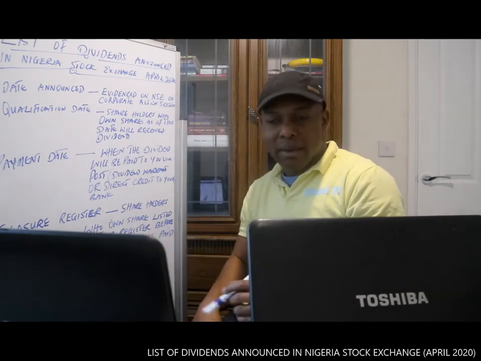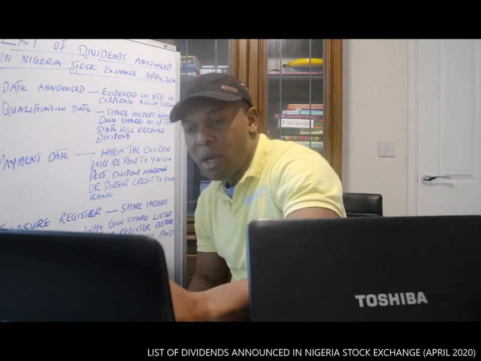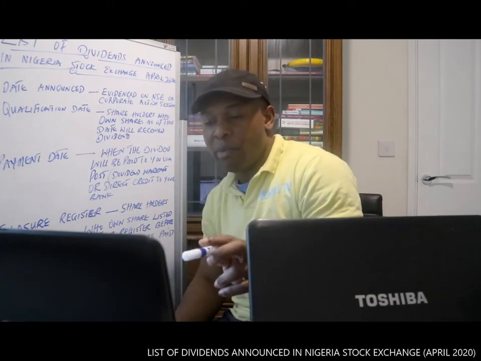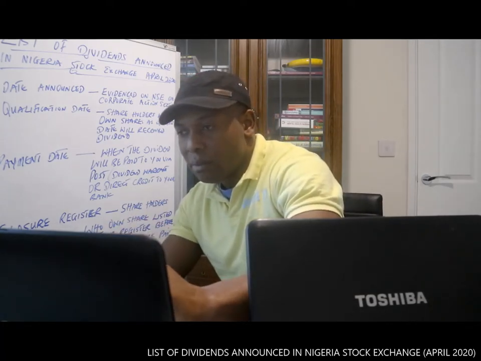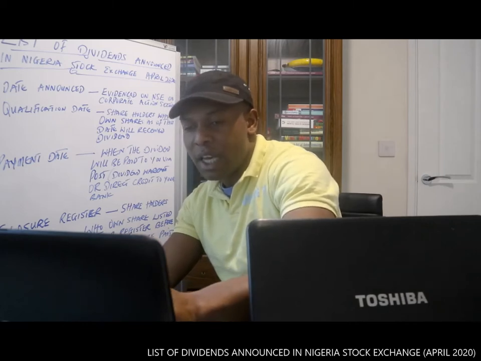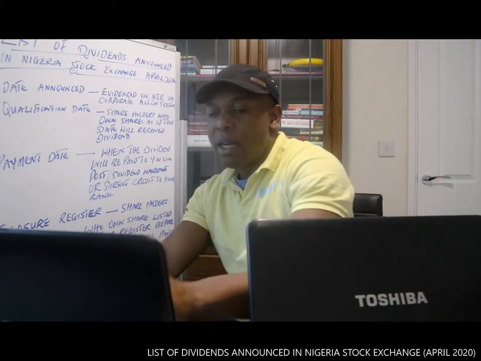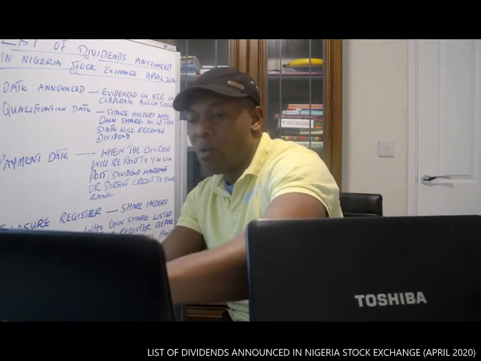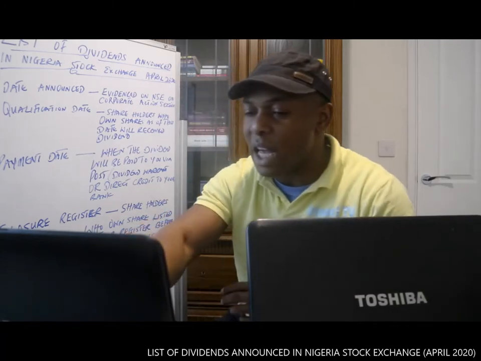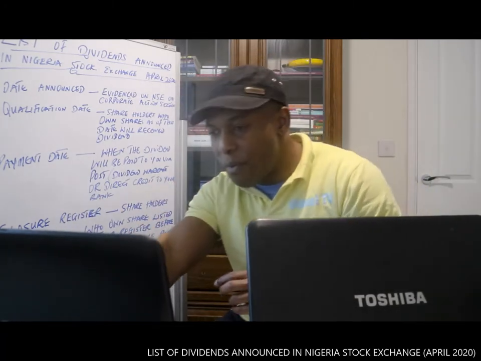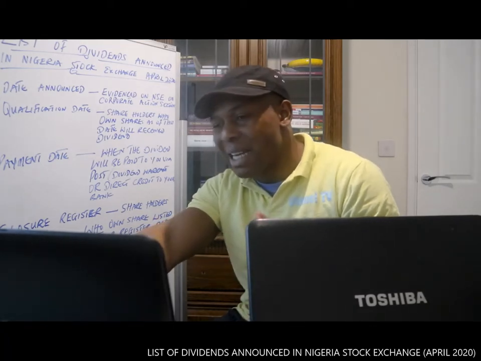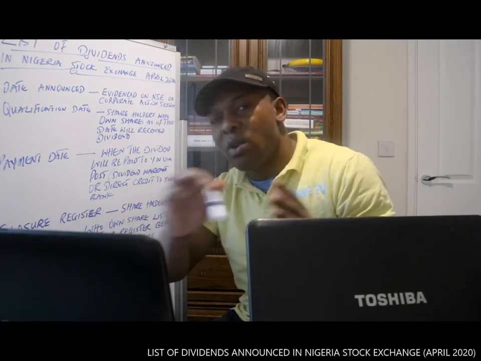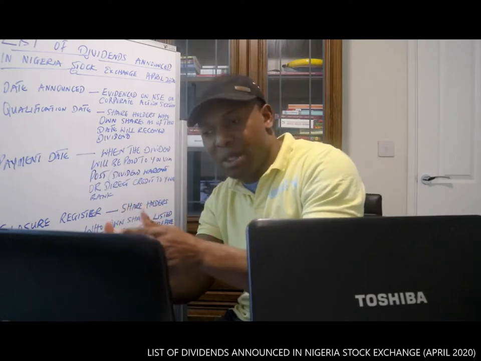FCMB, which is a bank, right? They declared 14 kobo. They made this announcement on 31st March this year. Bonus, no bonus, nil bonus. The closure of register for FCMB is 15th to 17th of April. Their annual general meeting is 28th of April. The payment date is 28th of April. And qualification date is 14th of April. So you need to buy FCMB if you want to receive their dividend. You need to buy it before 14th of April. You need to buy it like before 10th or before 9th of April, so that it will give enough time for that to be cleared in the register office for you to be able to receive the dividend.